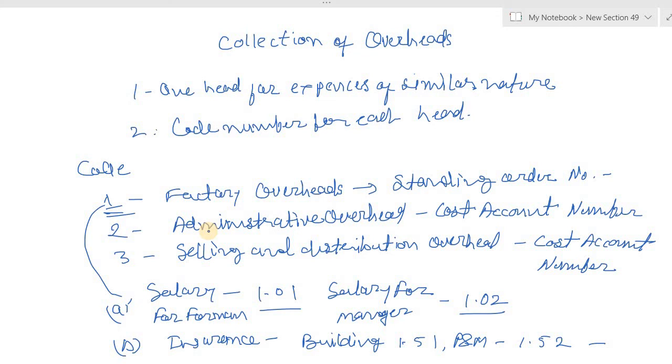under the third main head, cost account number, selling and distribution overheads. In this head, we can take subheads for salary: salary for sales manager, and subhead should be 3.01. Salary of sales representative should be 3.02.